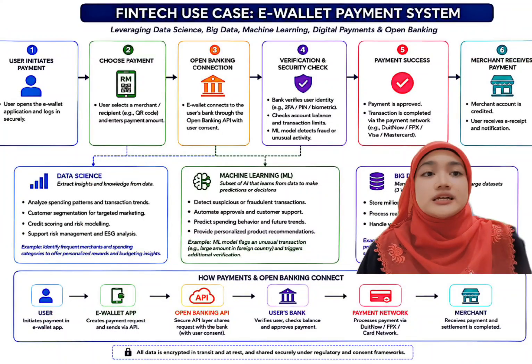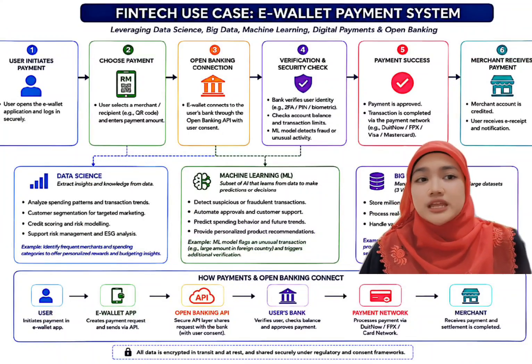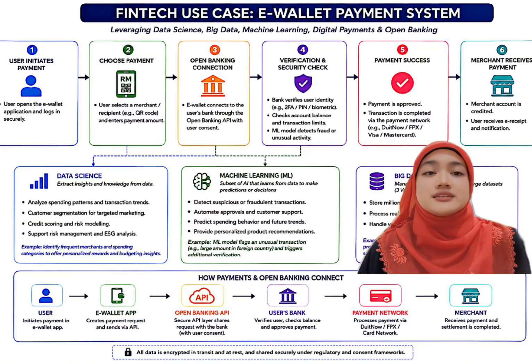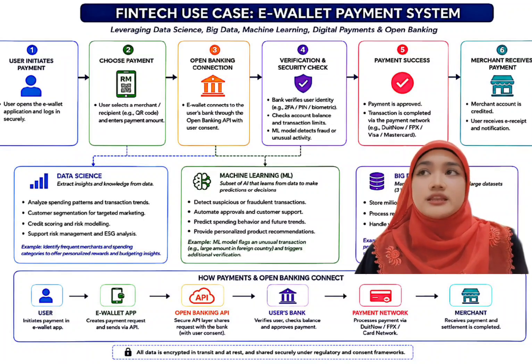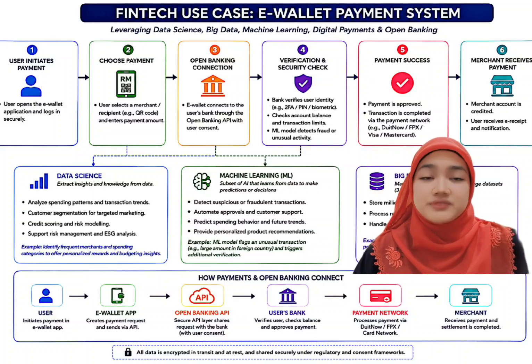Last but not least, let's understand how payment and open banking connect in a step-by-step transaction flow. First is user initiation. It starts when the user initiates a payment inside the e-wallet app. Second, API request. For your information, API stands for Application Programming Interface, that the e-wallet app generates a payment request and sends it via an open banking API.